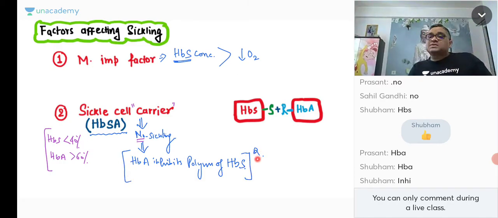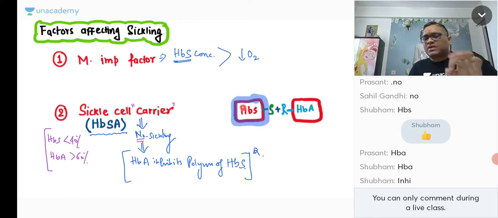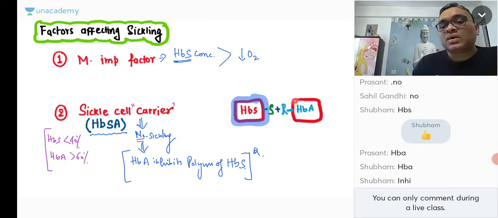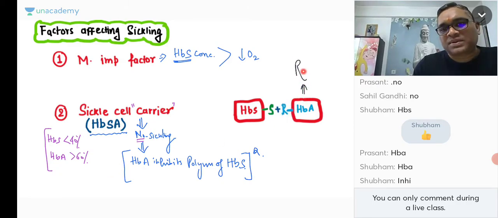HbA is inhibiting the HbS polymerization. Why? Can you remember what I have told you? HbS, whatever the condition, with oxygen or without oxygen, has one permanent sticky site. The complementary site will be expressed when there is hypoxia, and that will combine with the sticky site. But what is happening if it is HbA? HbA already has a receptor for the sticky patch. That is the important thing you have to remember. I'm just writing here: HbA has a receptor for the sticky site of HbS.